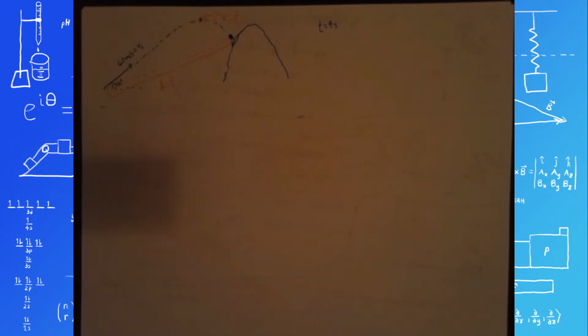Let's see. Anything else I need to get from this problem statement? Doesn't look like it. Okay, we're good to go. So, color. What do I want to use? I guess I'll use this one.